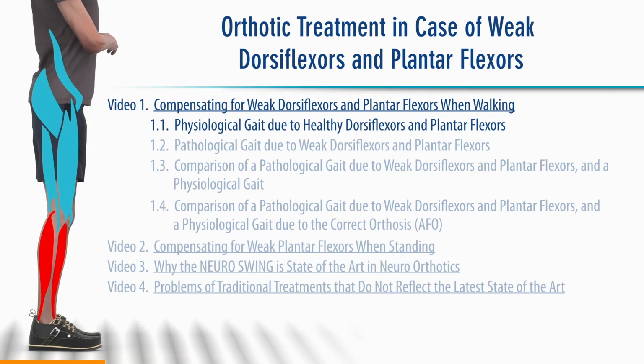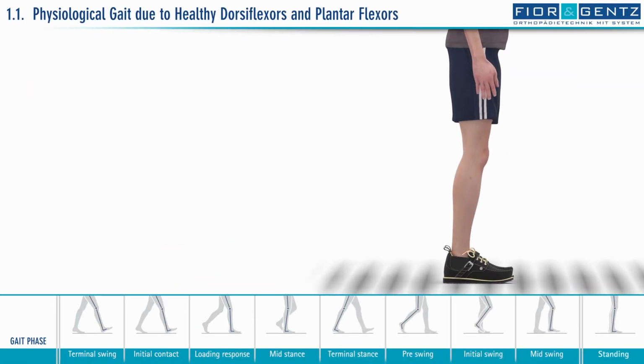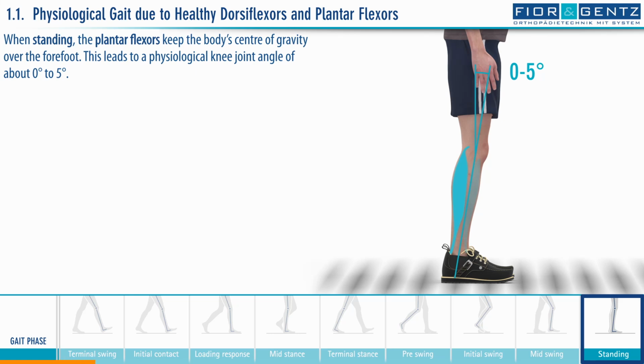Chapter 1.1. Physiological gait due to healthy dorsiflexors and plantar flexors. When standing, the plantar flexors keep the body's center of gravity over the forefoot. This leads to a physiological knee joint angle of about 0 to 5 degrees.